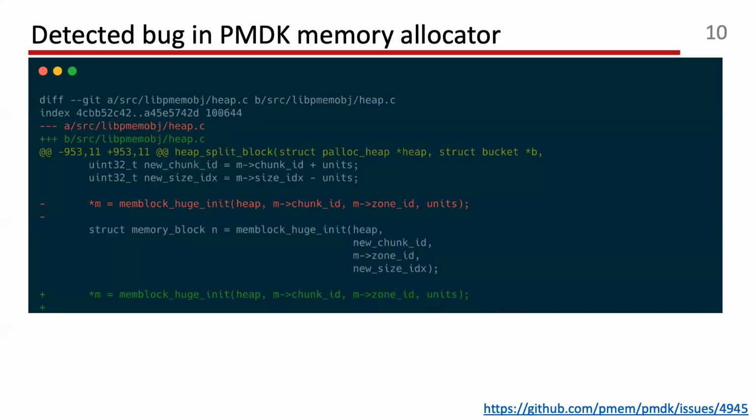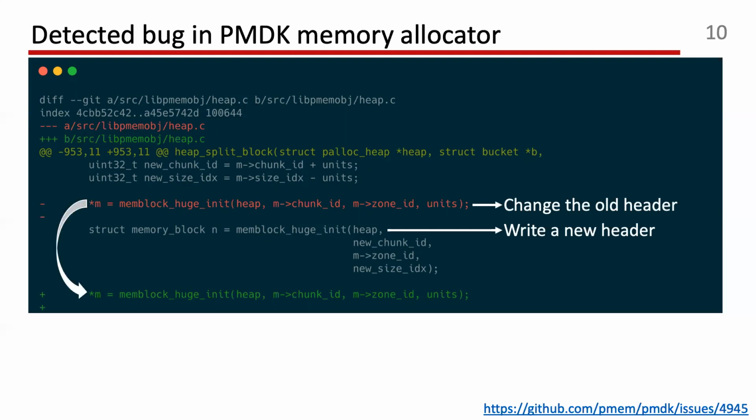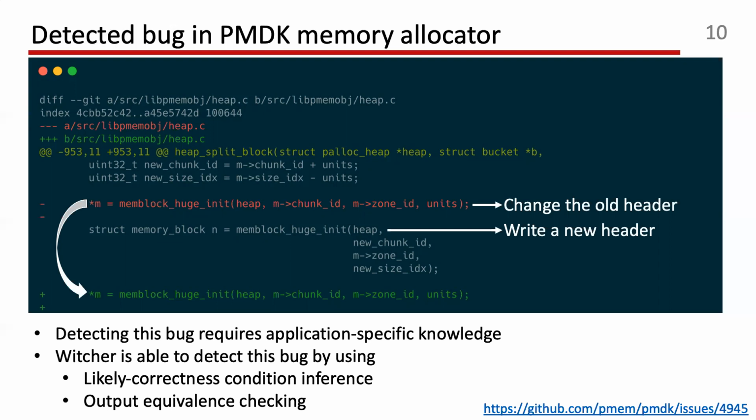I'd like to show one new bug from the PMDK memory allocator detected by Witcher. In this code snippet, it changes the older header first and then writes a new header. However, the failure atomicity algorithm of PMDK requires that the new header should be initialized before the older header is changed. To fix the bug, we need to flip the order of those 2 functions. Detecting this bug requires application-specific knowledge, but Witcher is able to detect it by using likely correctness condition inference and output equivalence checking.